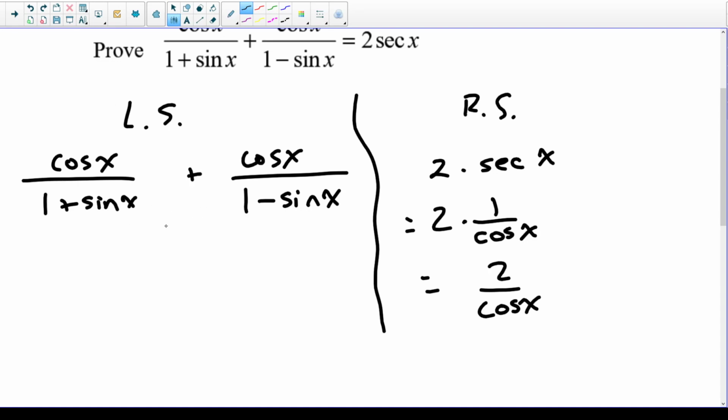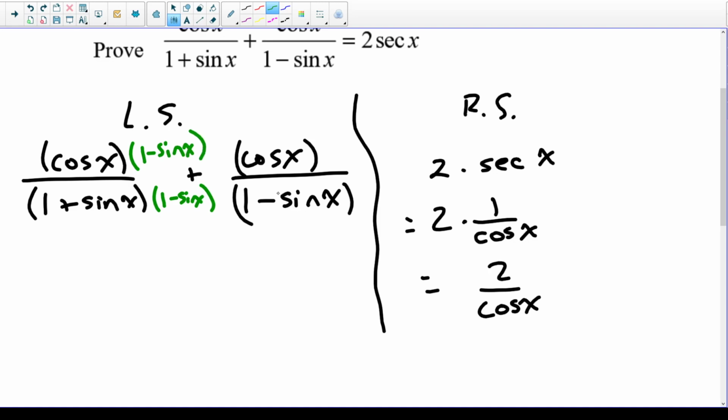So I need to find a common denominator with those two. If you remember your rational expressions, when we were finding common denominators, you basically look at the first denominator and you say, what does the second denominator have that the first denominator doesn't have? So the first denominator does not have a 1 minus sine x, so I have to multiply the top and the bottom by 1 minus sine x here. What does the second denominator not have that the first denominator does have? Well, the second denominator doesn't have a 1 plus sine x, so I'm going to have to multiply the top by 1 plus sine x here.